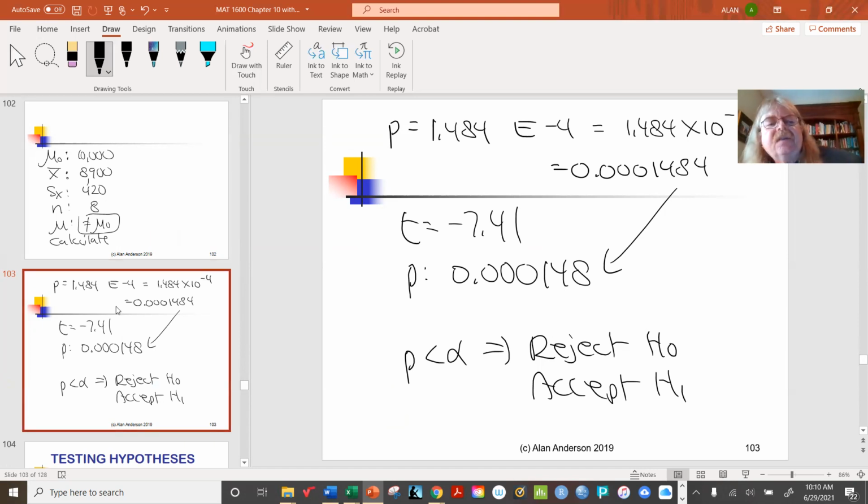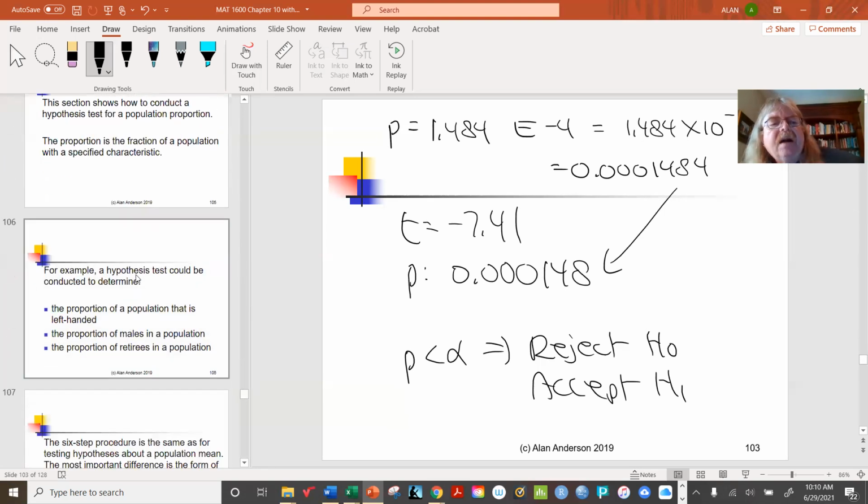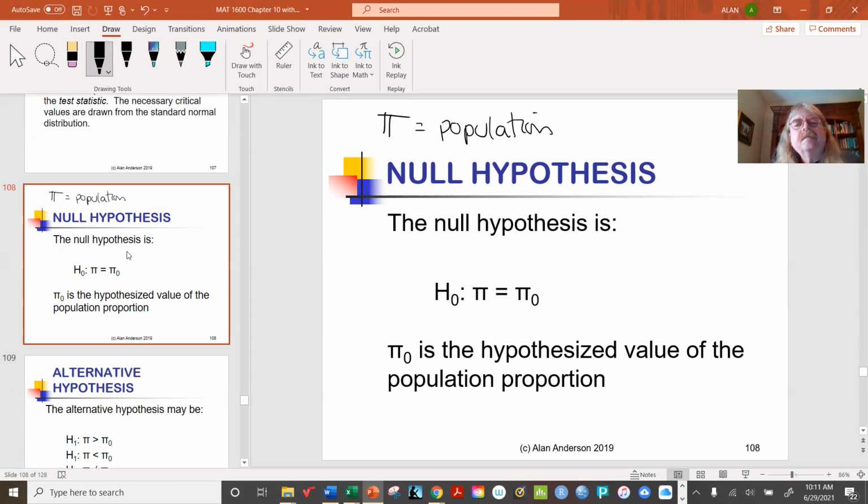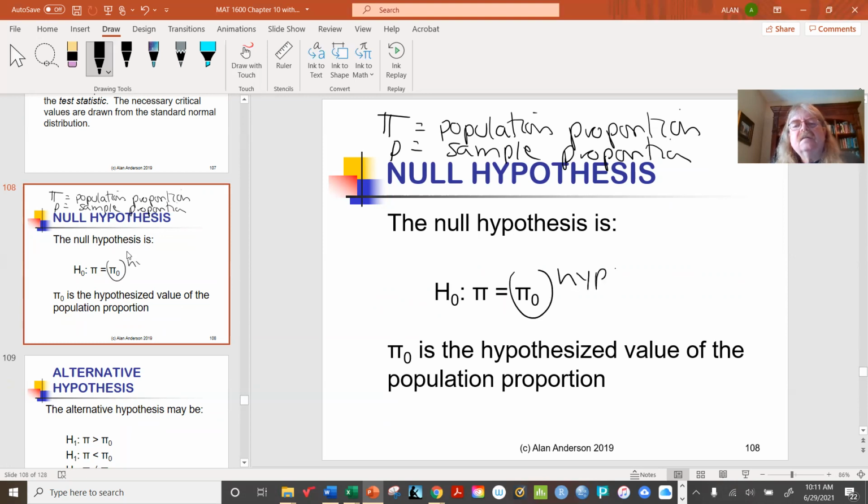So now what is left to do is test hypotheses about the population proportion. So we're going to use the letter pi, as we've been doing all along, to represent the population proportion. And don't forget that lowercase p, we're going to use to represent the sample proportion. And this is the hypothesized proportion, of course.